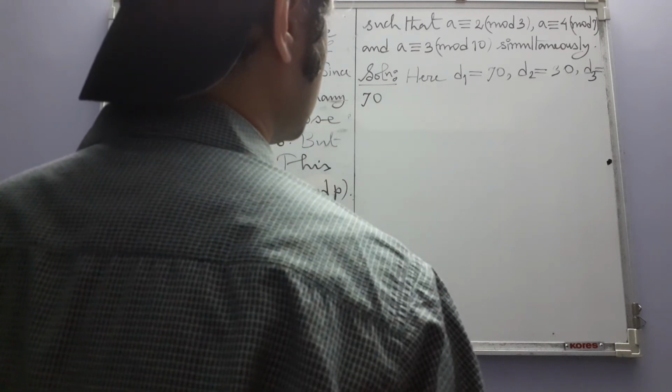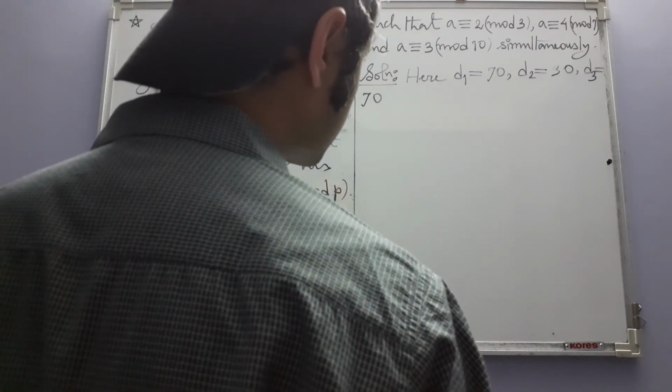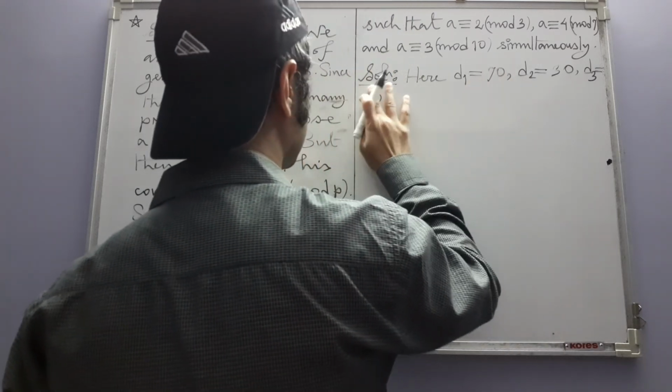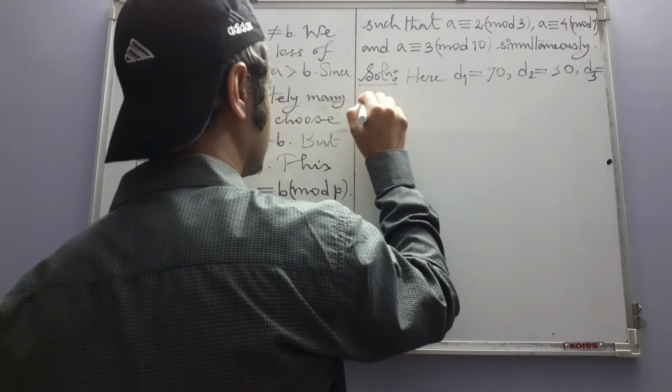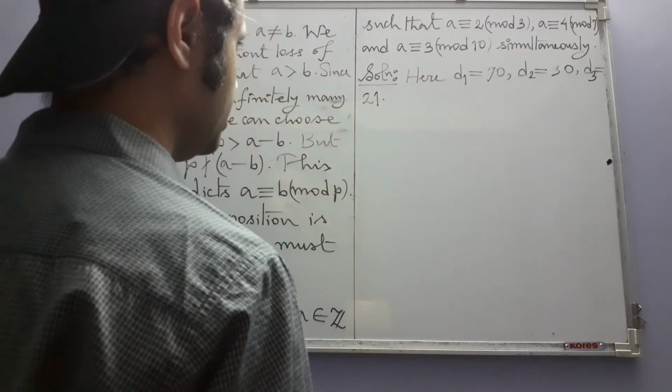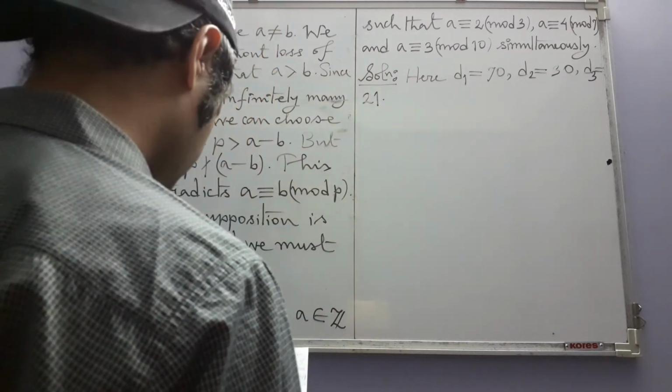Now, have I made a mistake? This is 70. Oh, so this is 21. It's the product of 3 and 7. Okay.